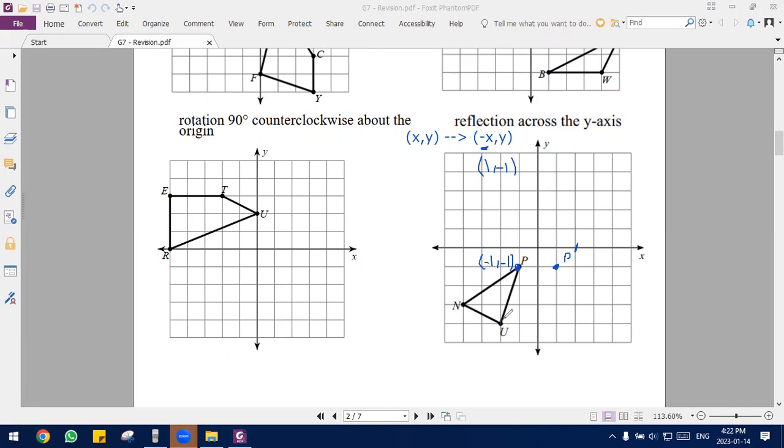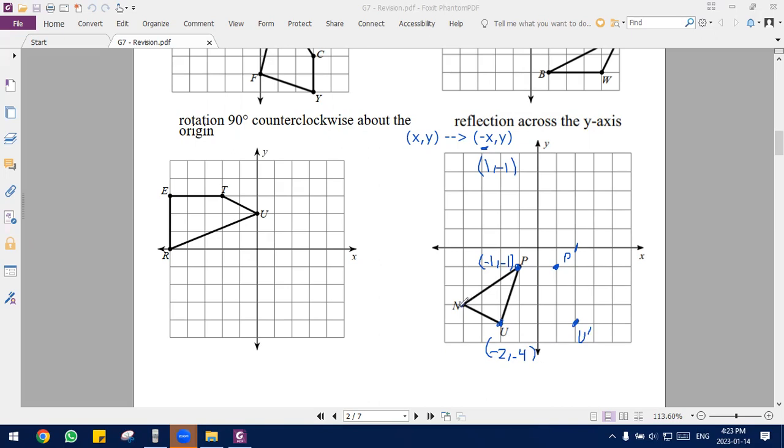Now for U, it's (-2, -4). Sorry, I should write it down. (-2, -4). The image of it, I should change the sign of x. So it will be (2, -4). X is 2, y is -4, it is here. This is U prime.